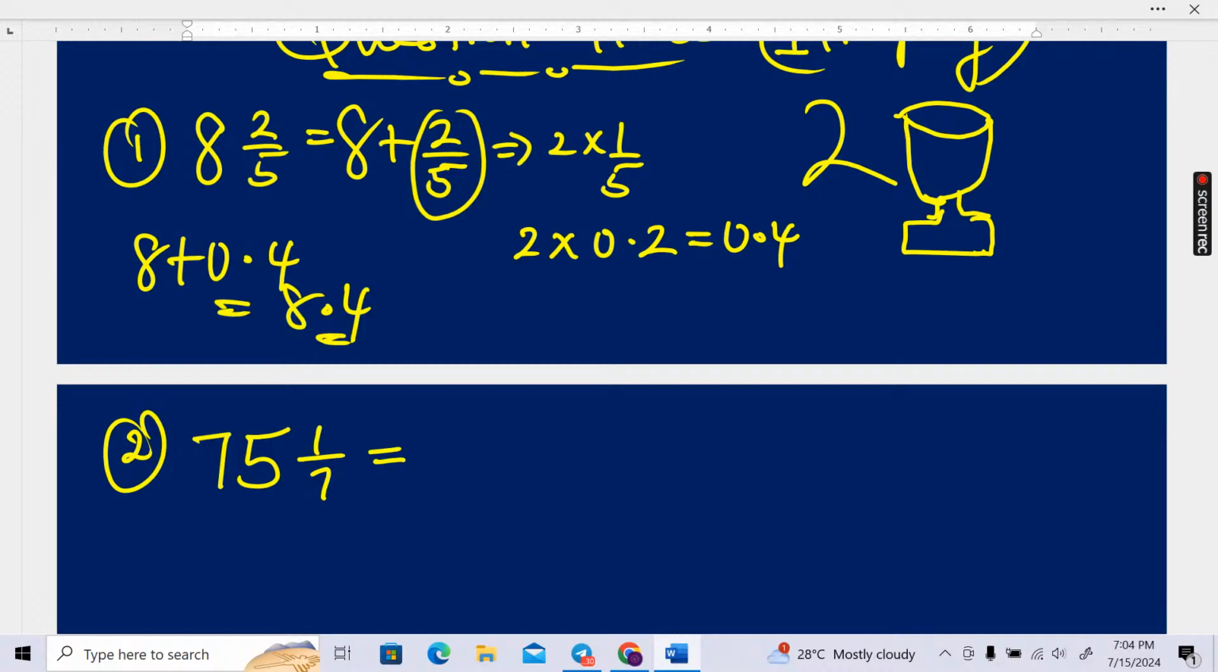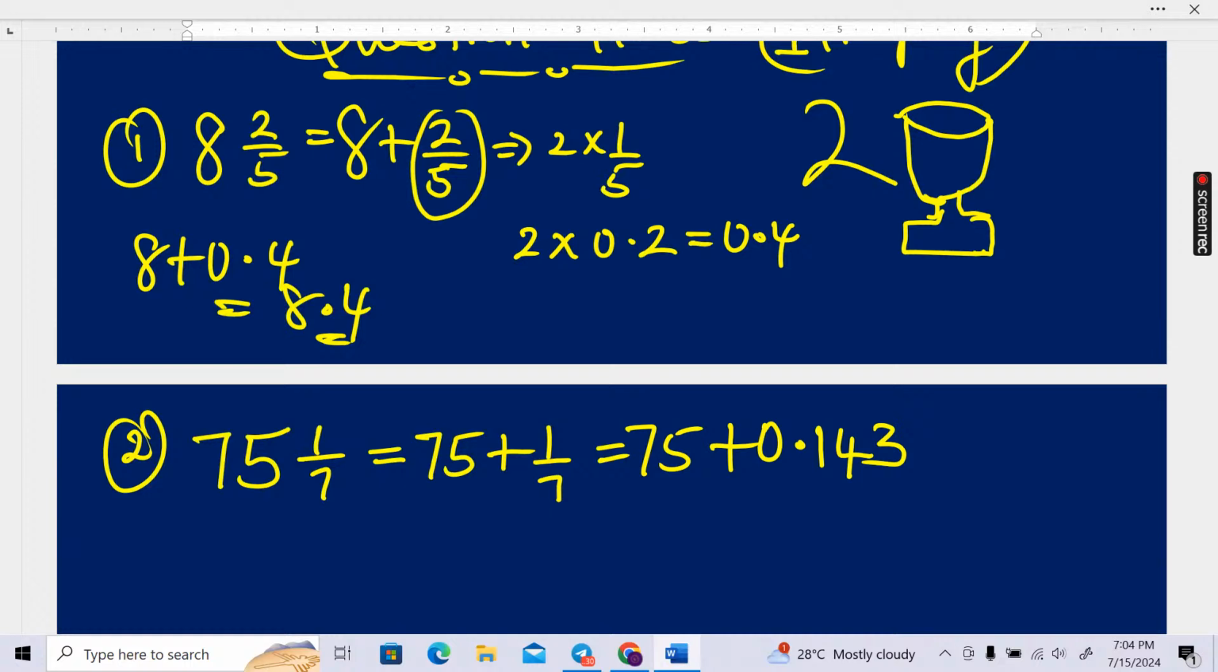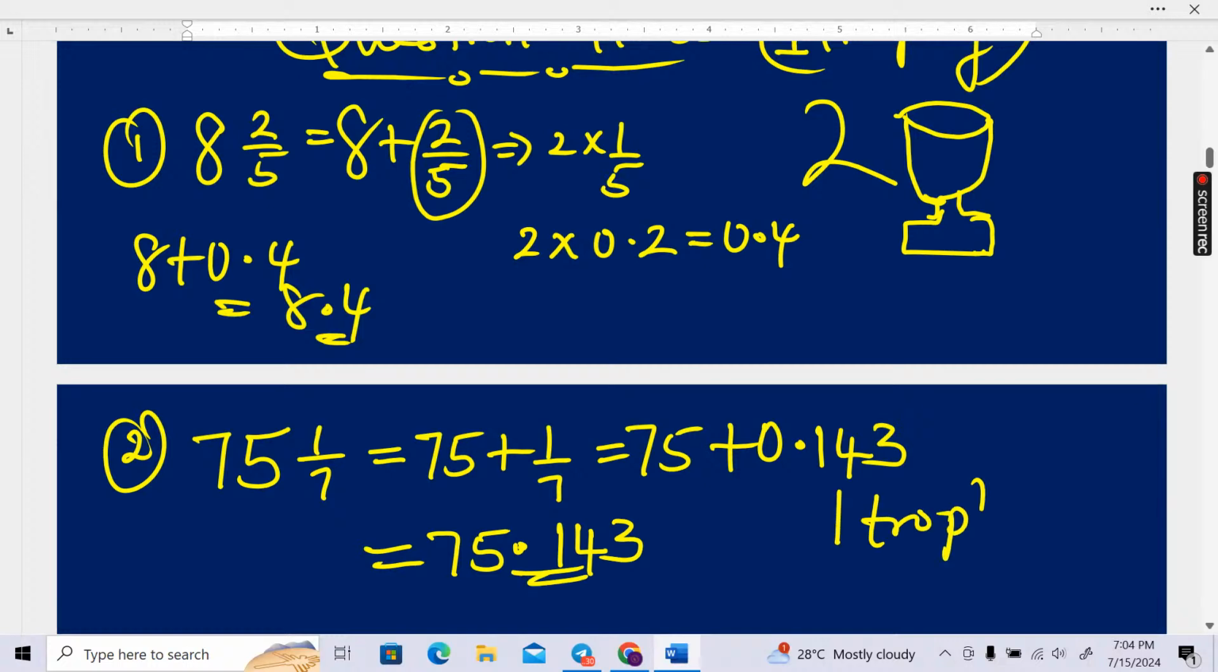Amazing. So let's do it together without a waste of time. We have 75 plus 1 over 7. That's equal to 75 plus 0.143. And that will be equal to 75.143. Fantastic. So if that's your answer, give yourself one trophy.